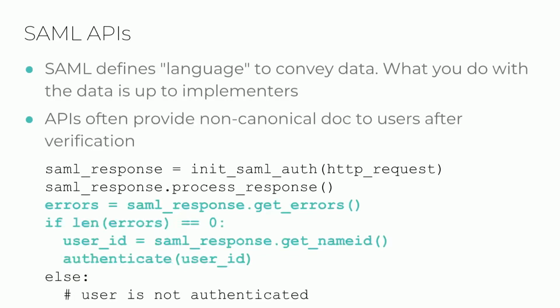A subtle point here is that underneath the hood, these libraries do not often use the canonical XML for this post-processing step. So this means that the document used for signature verification may be slightly different than the document used for post-processing and all these data extraction steps that SPs need to do.